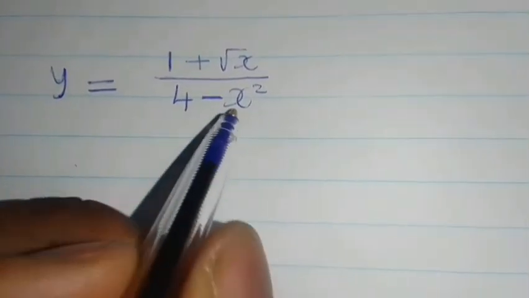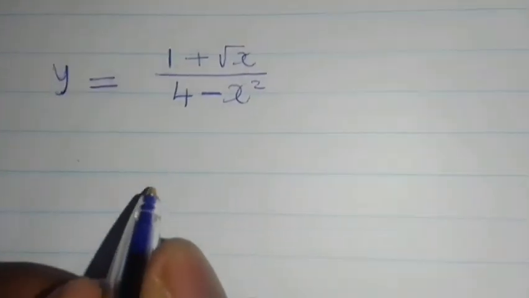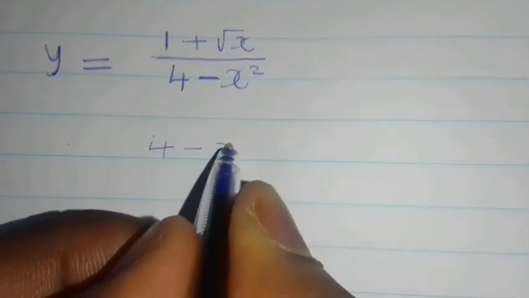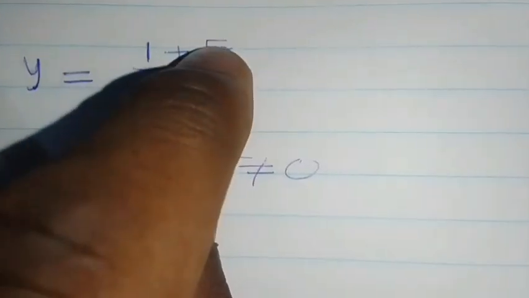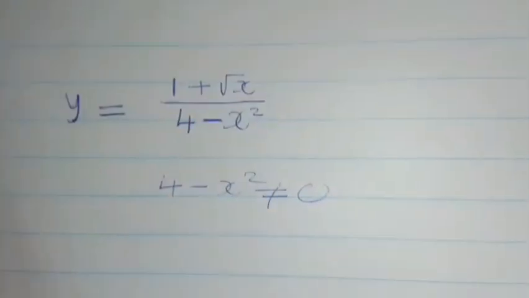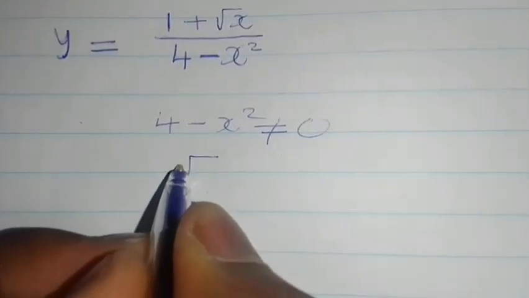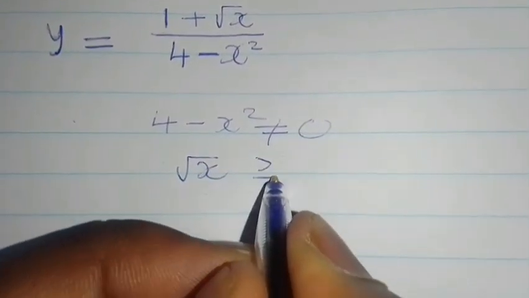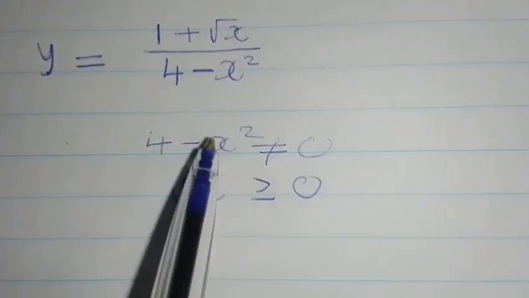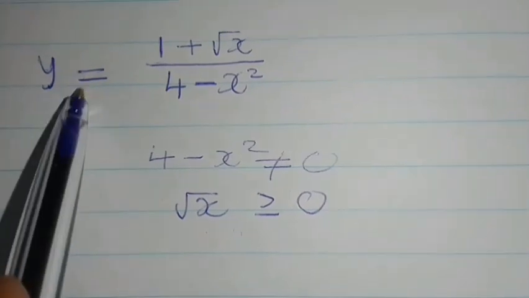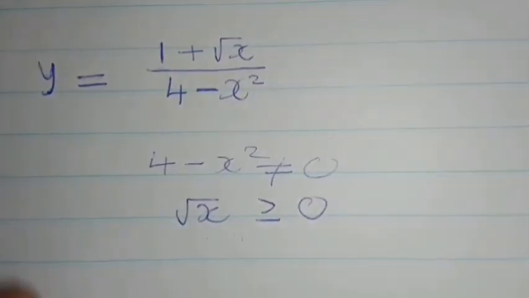Now in mathematics you're not allowed to divide by 0, so that means that 4 minus x squared cannot be 0. Now we can only take the square root of 0 or a positive number. That means that x is equal to or greater than 0. So we must link the two in order to give the domain of y. So how do we do that?